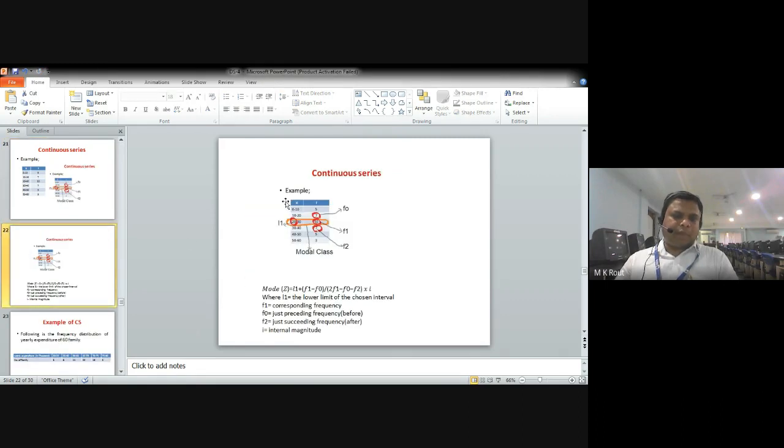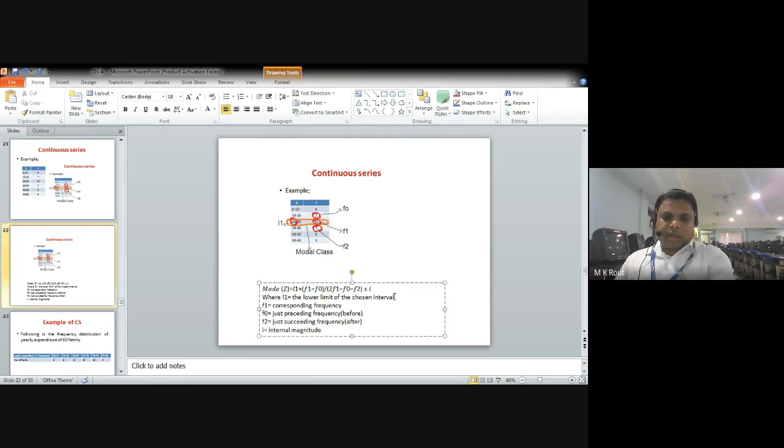I'll show that. Here I write L1 equals 20, that is the lower limit of the chosen interval, and the corresponding frequency F1 equals 10. Similarly, F0 stands for 7. Next is the succeeding frequency, that is the frequency after the corresponding frequency, which is also 7. And the common factor or interval magnitude equals 10. Now you can calculate the mode using the above formula, that is L1 plus (F1 minus F0) divided by (2F1 minus F0 minus F2) into your common factor I.